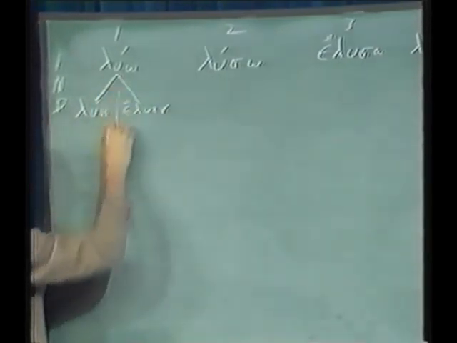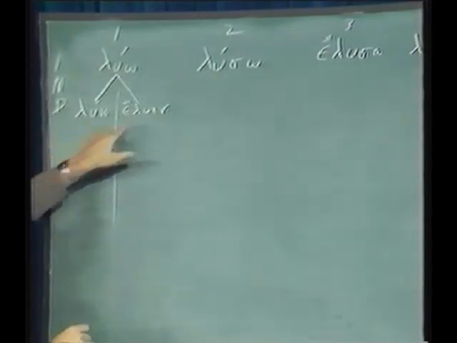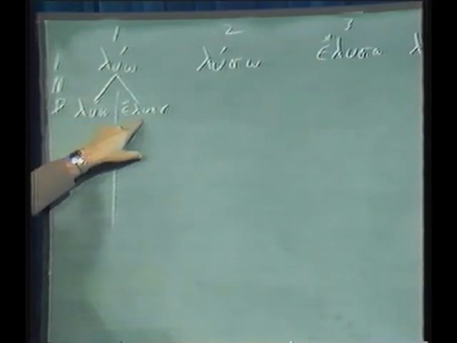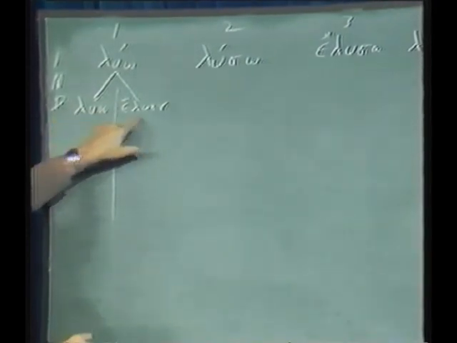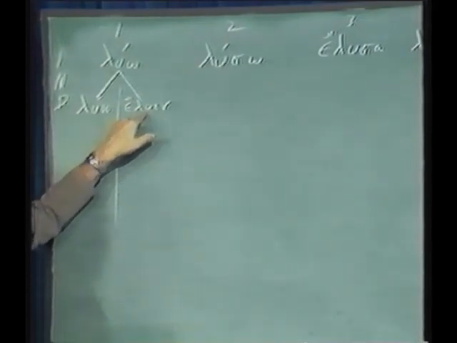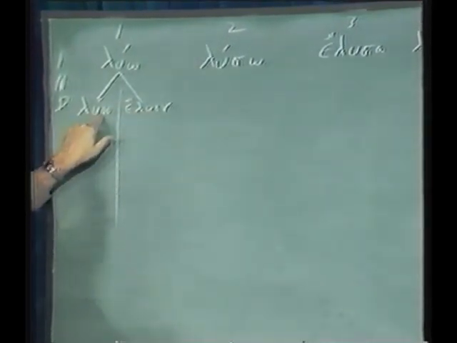Elion. This is called the perfect system. The imperfect is a part of the present system. It's called the present system. The imperfect is part of the present system. So these two forms come out of this form, and the imperfect is always formed regularly off the present stem.